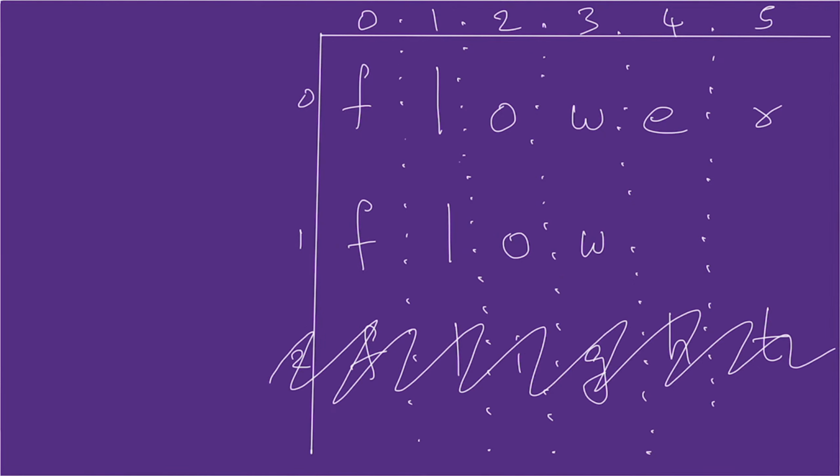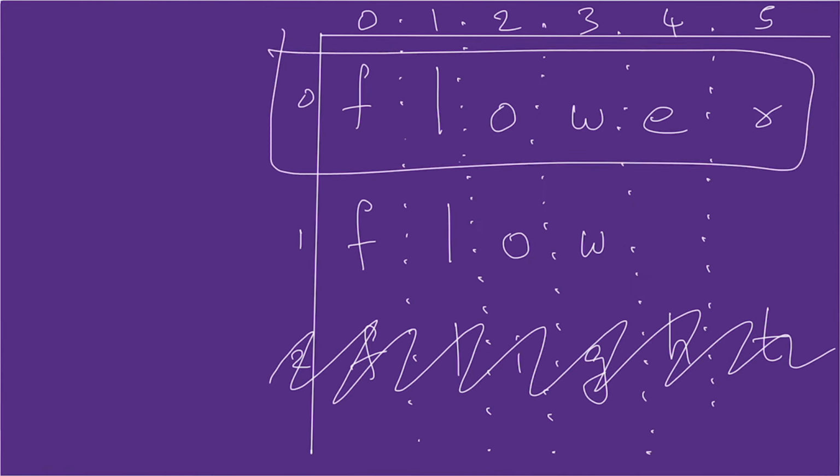Now let's say the array was flower and flow. Now when we try to solve this problem, we pick flower as our base string.